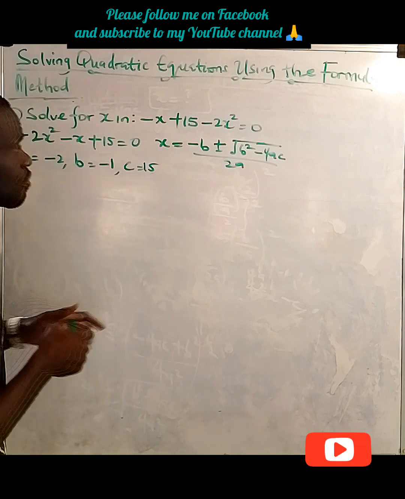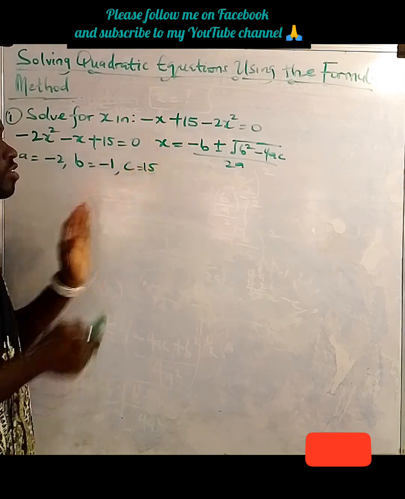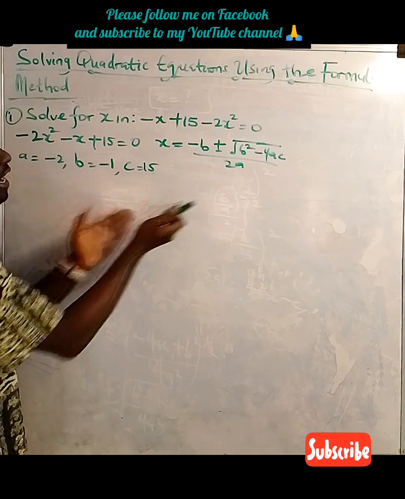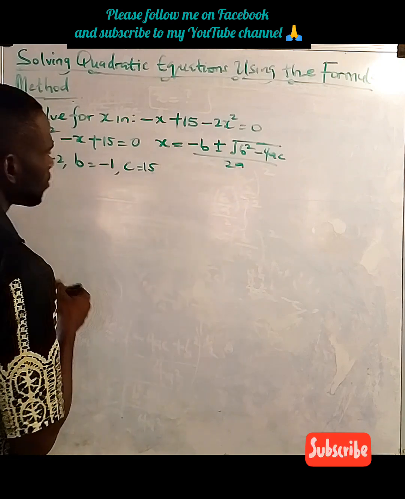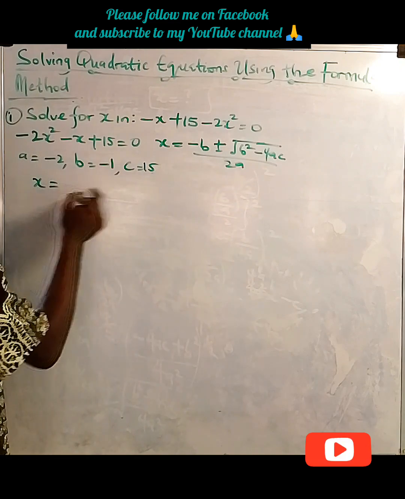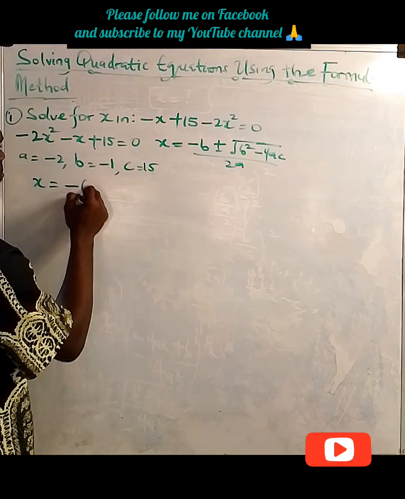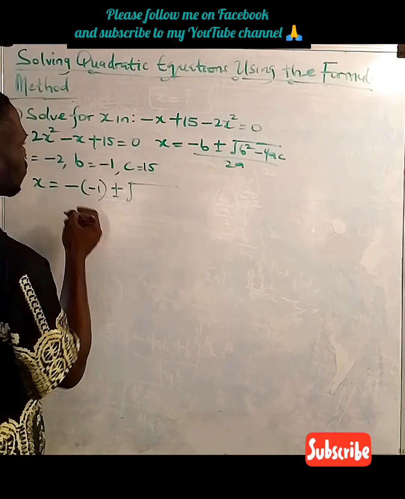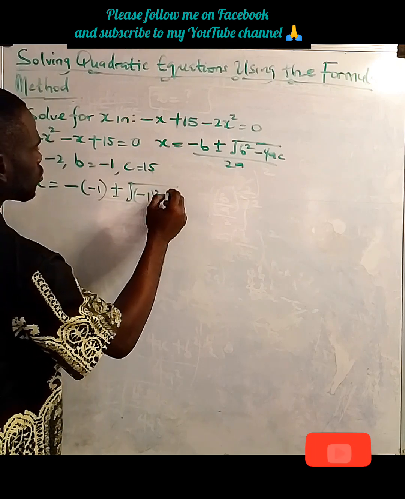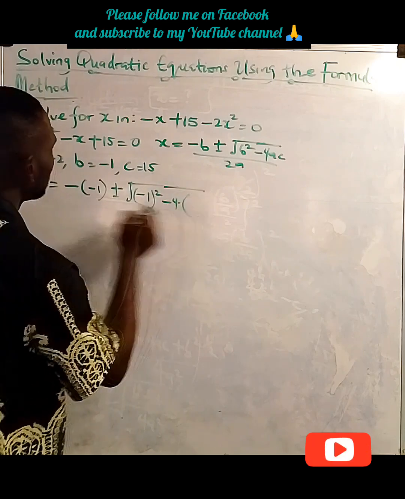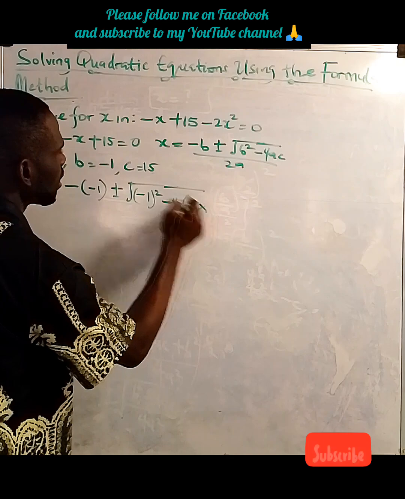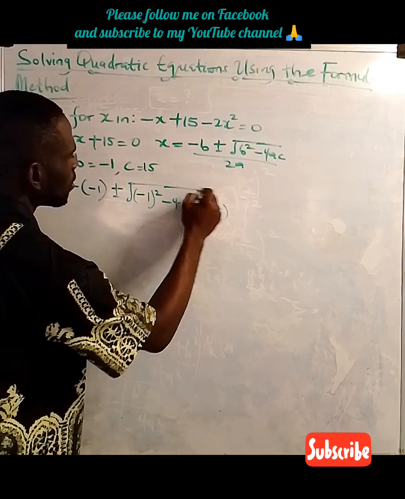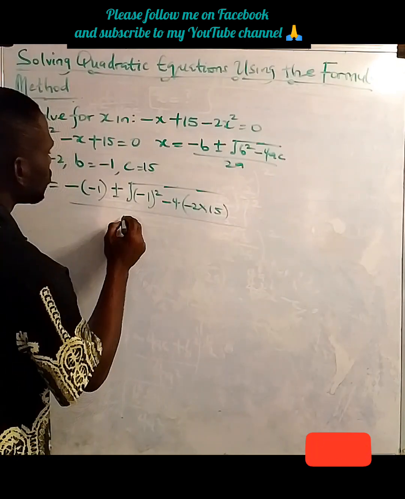So the next thing you're going to do now is get the values of x. You're just going to fix all this stuff right into the formula we have up here. So the values of x is going to be minus b. What is b? b is minus 1, plus or minus. Then b squared is minus 1 raised to the power 2. Then minus 4 times a, which is minus 2, times c, which is 15. Now, all over 2 times a.